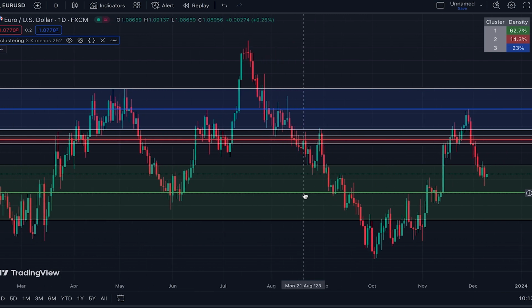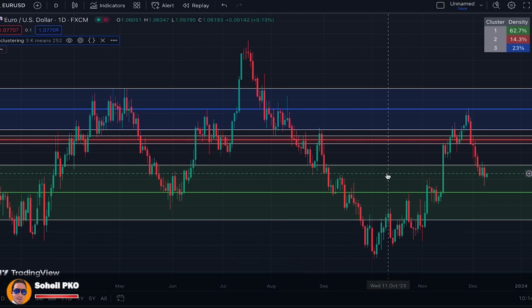In practice, these standard deviation levels can be used for setting stop losses. For example, if you entered a short position here, after hitting this resistance level, you can set your stop loss here above the upper standard deviation. Or if, for example, you entered a long position here after hitting this support level, you can set your stop loss here below the lower standard deviation.